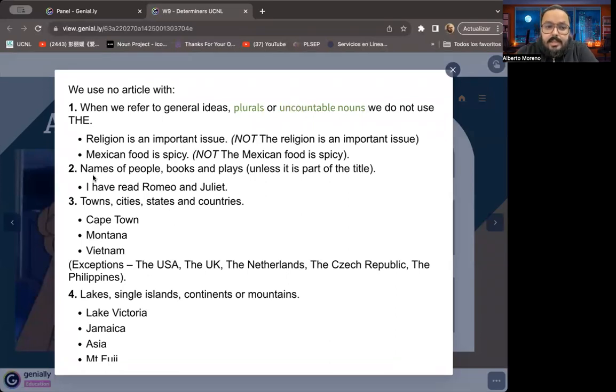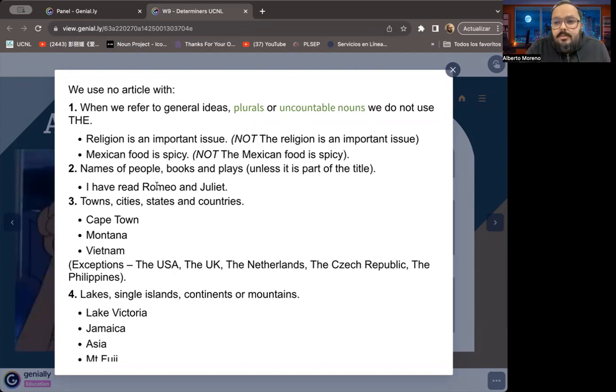Now, the second use of no article is when we talk about a person, I mean, with names of people, books, and places, unless it is part of the title, okay? For example, I have read Romeo and Juliet, and not I have read the Romeo and Juliet, because it doesn't make sense. So when it's the name of a book, of a play, or of a person, there is no need to have the article the. Also, with the names of towns, cities, states, and countries, there is no need to add the.